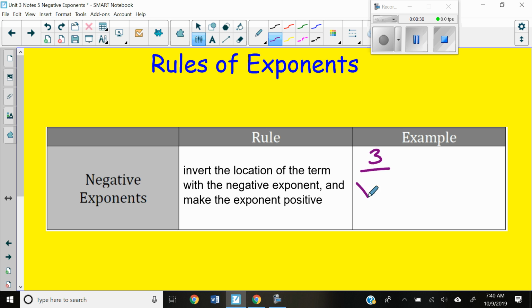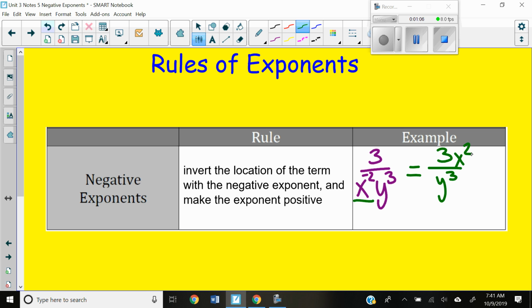3 over x to the negative 2 power y to the third. All right, so first you have to identify which piece has the negative exponent. And in this case, it's just that x that has the negative exponent. So that x's position is going to be inverted. So 3 stays where it is. Y to the third stays where it is. This x to the negative 2 is going to move up to the top. And once you move it, the power becomes positive.